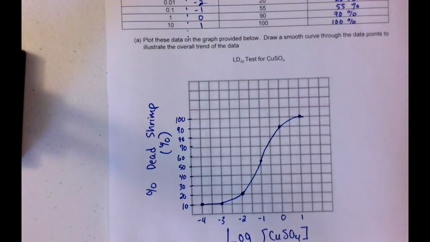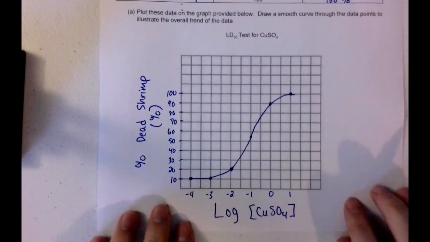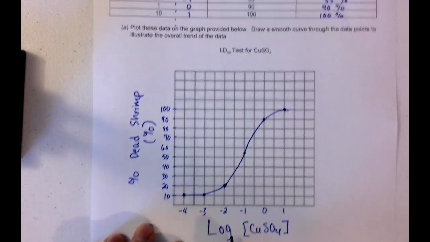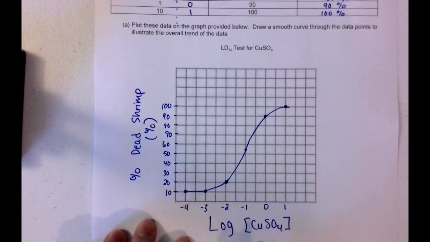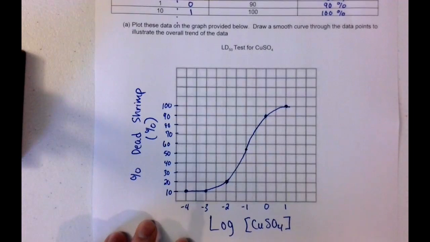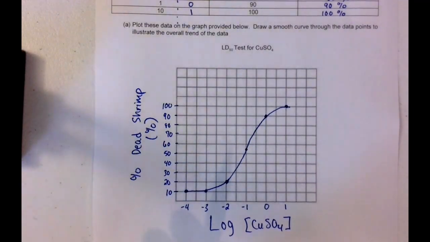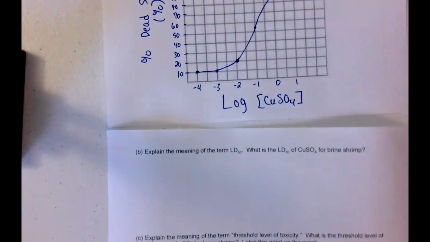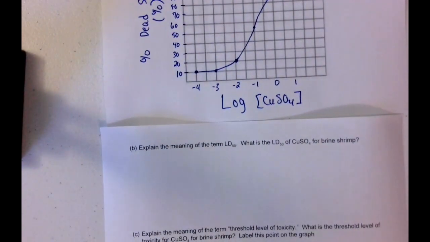All right, so there we go. It gave you a title for the graph already, the LD50 test for copper sulfate. I graphed the log of the concentration on the x-axis, and then I put the percentage of dead shrimp on the y-axis. Now it wants me to answer these questions. It says, explain the meaning of the term LD50. What is the LD50 of copper sulfate for brine shrimp?